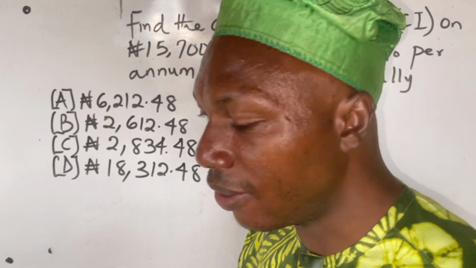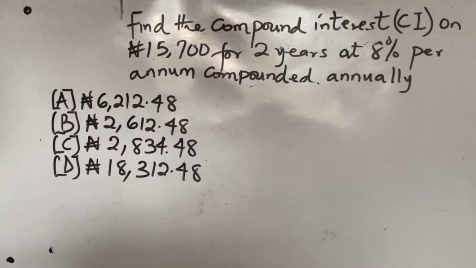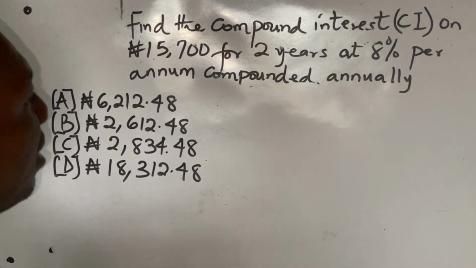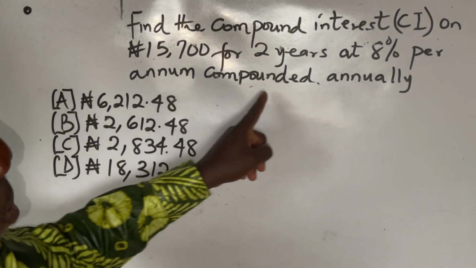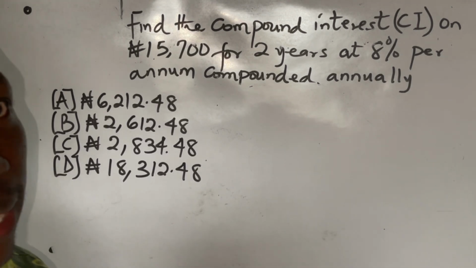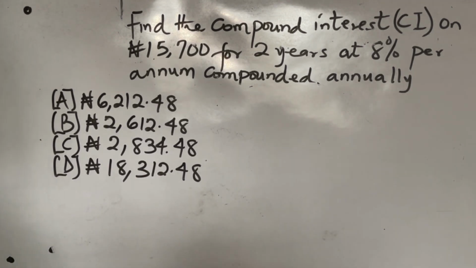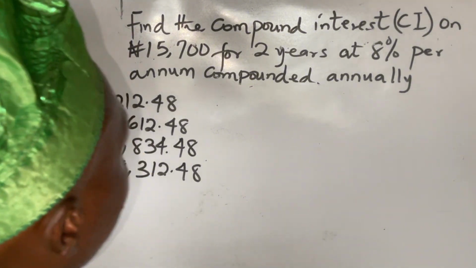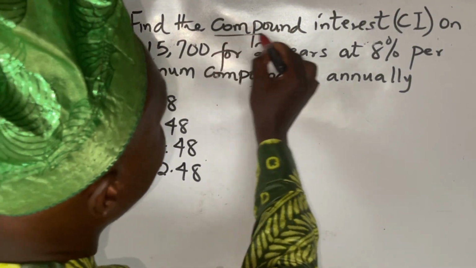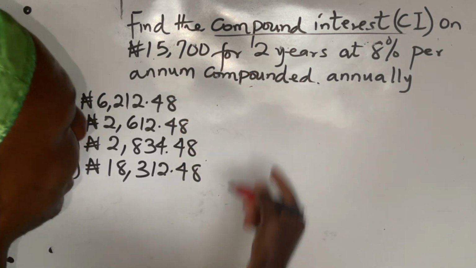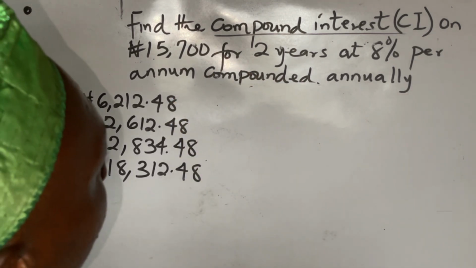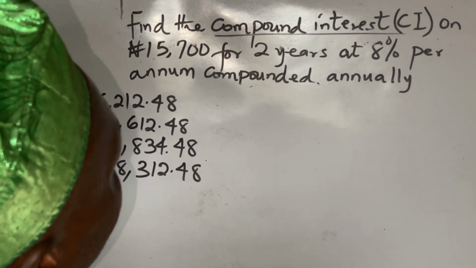Let's get started. Let's solve this problem. We have: find the compound interest on 15,700 for 2 years at 8% per annum compounded annually. So we have this problem. We want to solve it. The question is on compound interest.